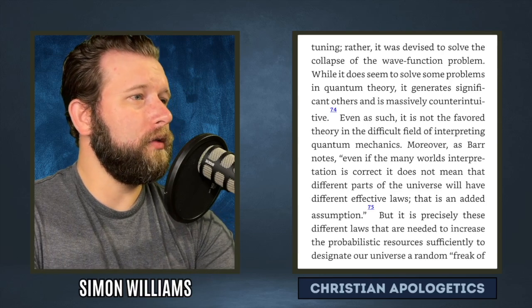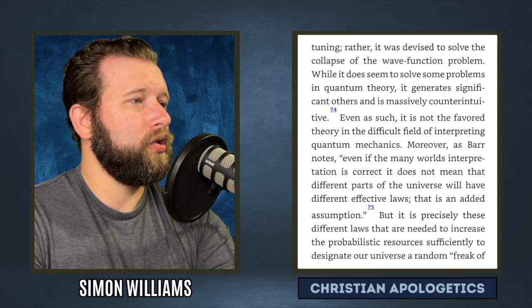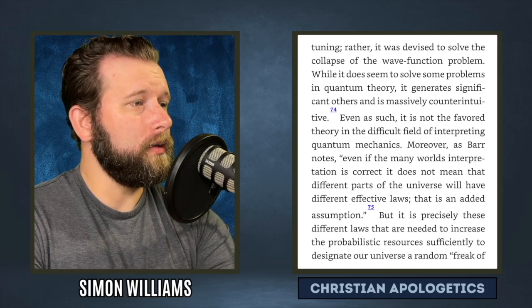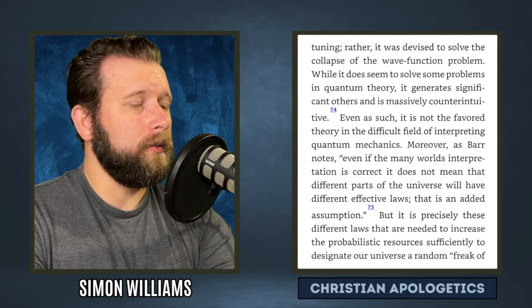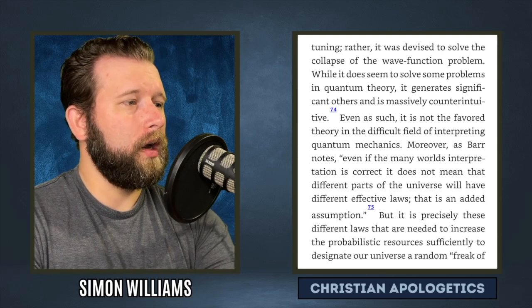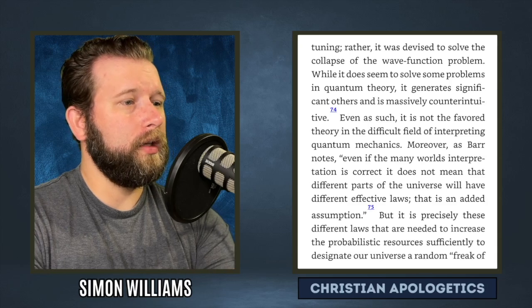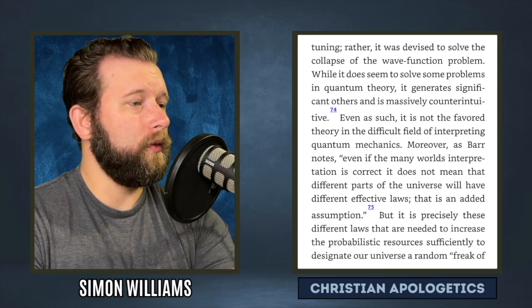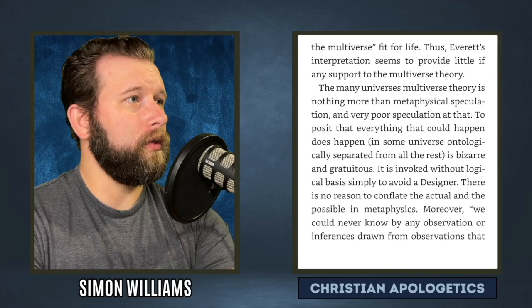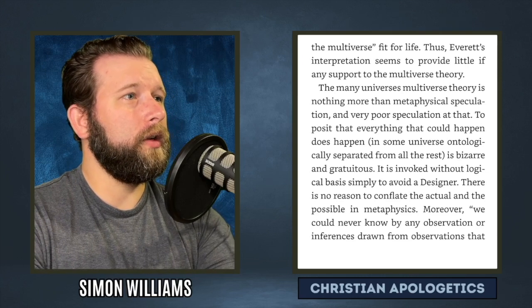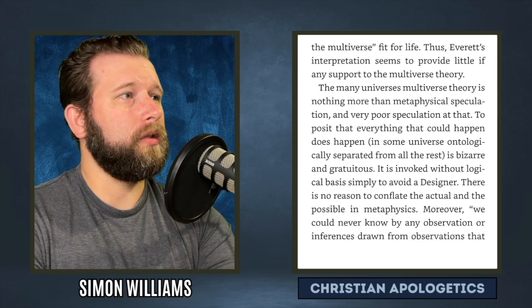Moreover, as Barr notes, even if the many worlds interpretation is correct, it does not mean that different parts of the universe will have different effective laws. That is an added assumption. But it is precisely these different laws that are needed to increase the probabilistic resources sufficiently to designate our universe a random freak of the universe fit for life. Thus, Everett's interpretation seems to provide little, if any, support to the multiverse theory.